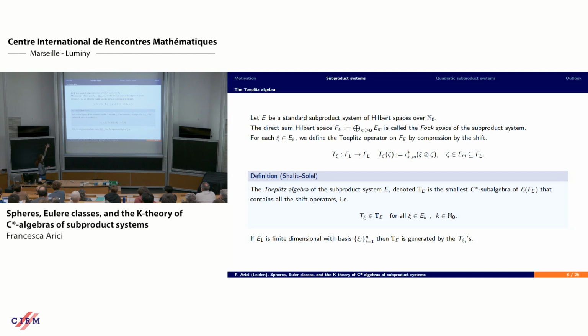So you start with some element in E_k and some element in E_m, so psi and zeta. And then you tensor with psi on the left, and then that thing may not be in your subproduct system, but you have this isometry, so you can always push it down to what you're interested in. Okay, and this gives you a family of operators on this Hilbert space.